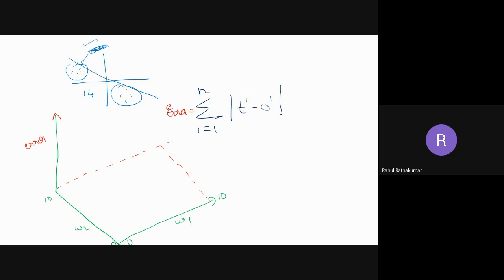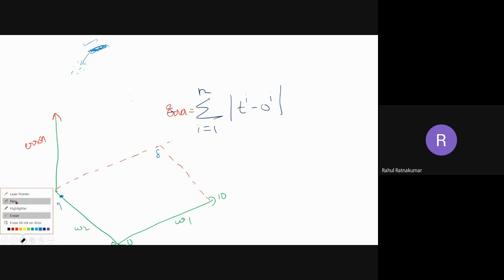W1 was here. W1 was around 9. W2, sorry, W2 is 9. W1 is, say for example, around 8 or something. Our error was here. Okay, so our error was somewhat like very high error, that is 14.